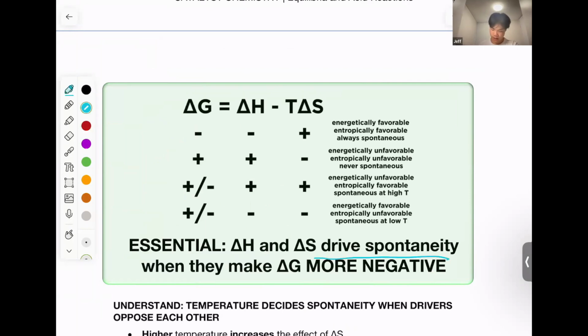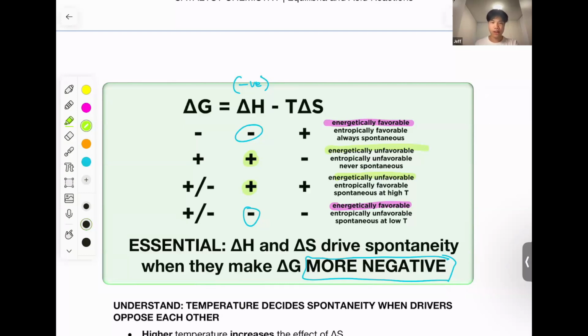Whatever contributes negatively to delta G will drive spontaneity. So if delta H is negative, it means delta G is equal to a negative number being contributed in minus whatever temperature times entropy is. And so in this case, if delta H is negative, it is energetically or enthalpically favorable. It means it is a forward enthalpy drive. Or vice versa, if you have a positive delta H, this is instead energetically unfavorable because it contributes a positive number to delta G.